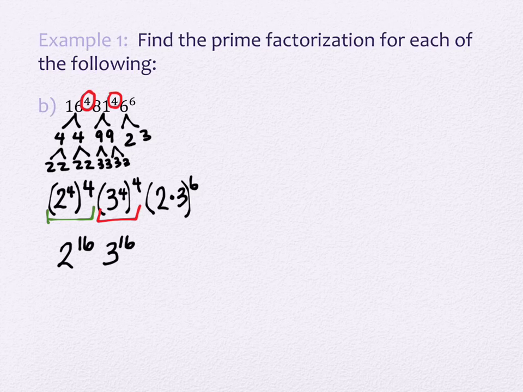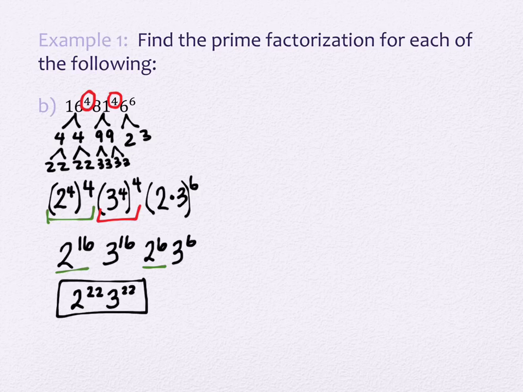And then, what do you do when you have 2 times 3, quantity of that, raised to the power 6? 2 to the 6th and 3 to the 6th. Everybody good so far? So we're sort of just using those properties of exponents to clean up all the parentheses, really. And then repeated values can be combined. I've got 2 to the 6th and 2 to the 16th, which is 2 to the what? 22nd, very good. And I've got 3 to the 16th and 3 to the 6th, which is 3 to the 22nd. Okay? Everybody good with that?